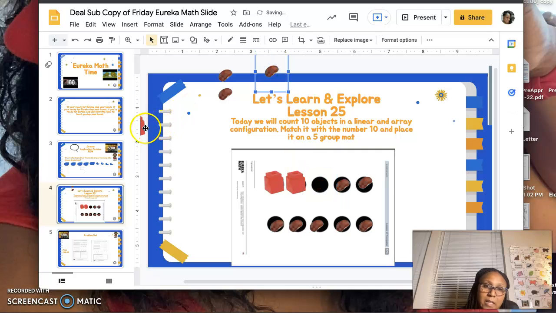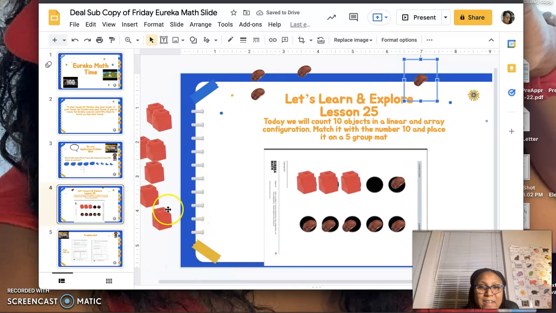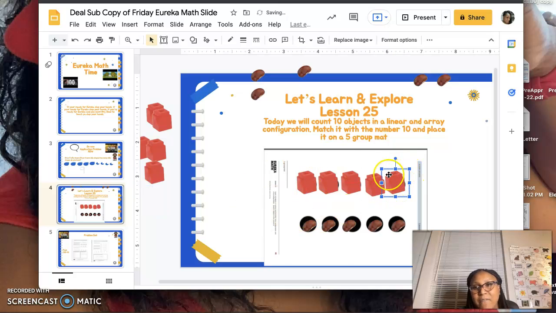Taking away another bean. Bye-bye, Mr. Bean. I need another red cube. There we go. I have 3 red cubes and 7 beans. Taking away another bean. Bye-bye, Mr. Bean. I need another red cube and I have them hiding over here. Another red cube. Here we go. I have 4 red cubes and 6 beans. Taking away another bean. Bye-bye, Mr. Bean. Placing it with a red cube. I have 5 red cubes at the top, 5 beans at the bottom. I still have 10 objects on my 5 group mat, right?